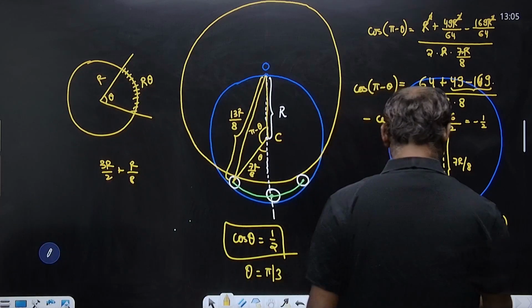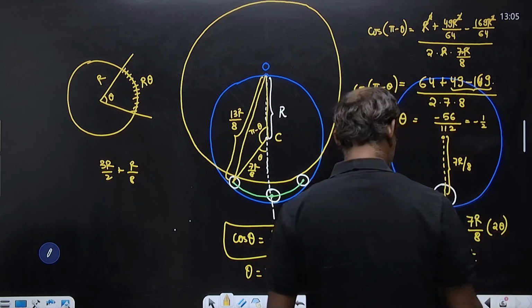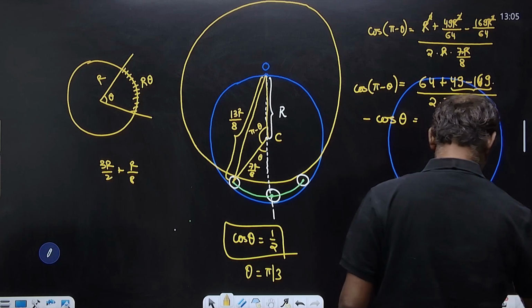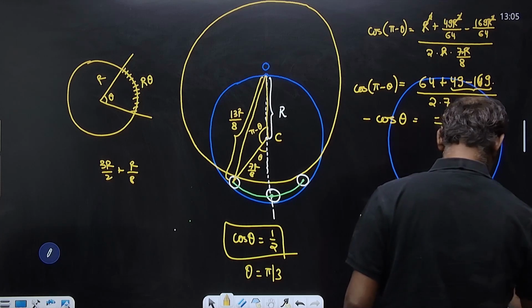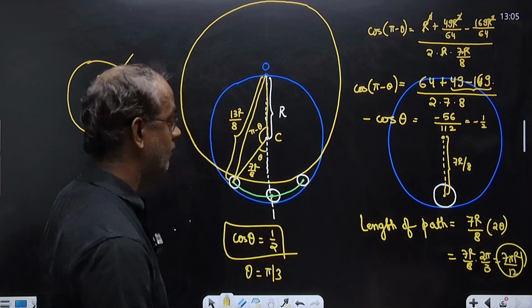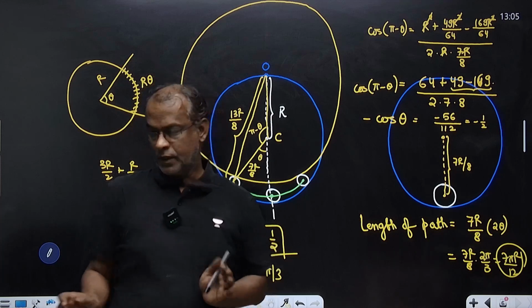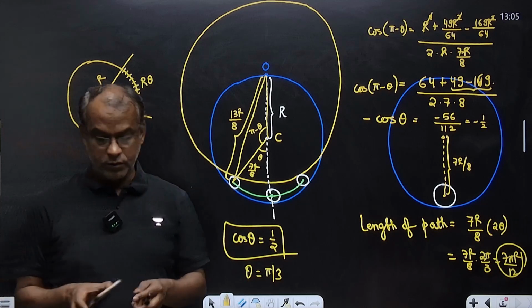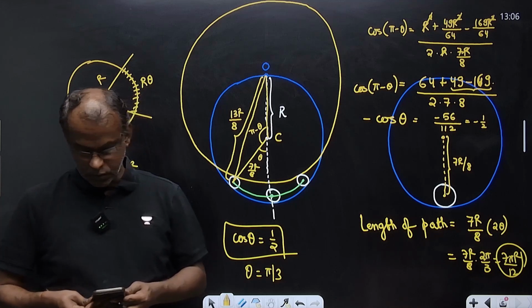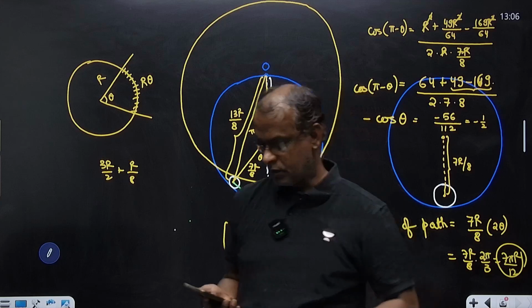This is 7r by 8 into 2 theta, and 2 theta is 2 pi by 3. So this is 7 pi r by 12, the length of the path. This is the length of the path traversed by the center of the circle. I would say it is a very beautiful problem, and the application of the cosine law was the key in dealing with this.